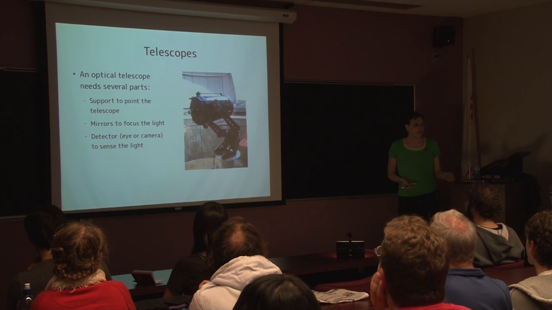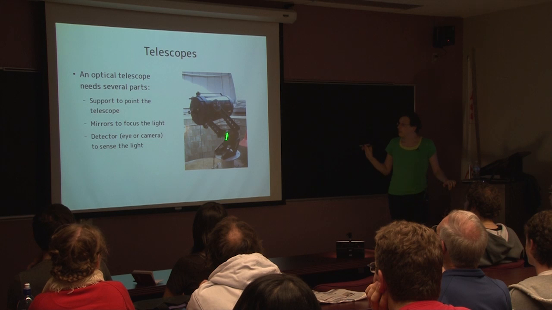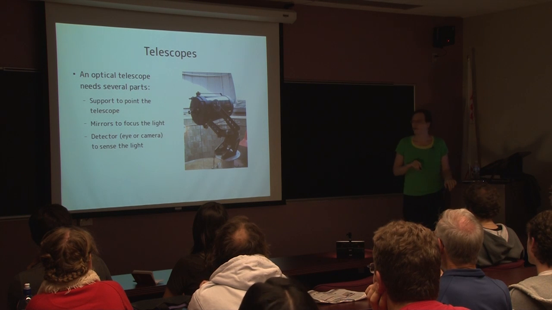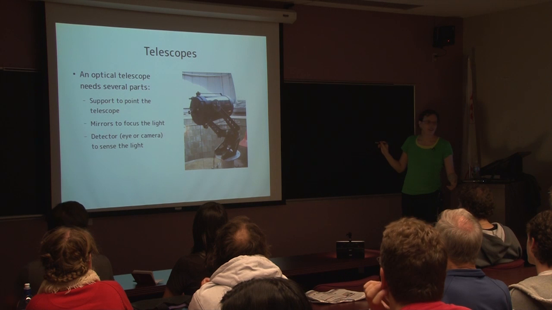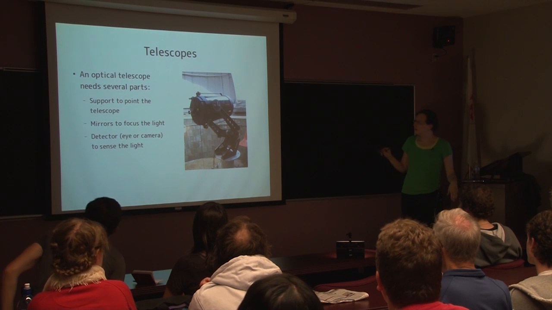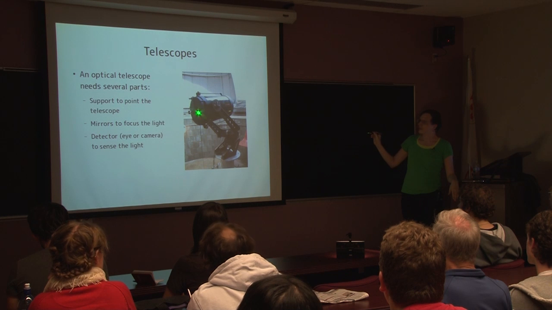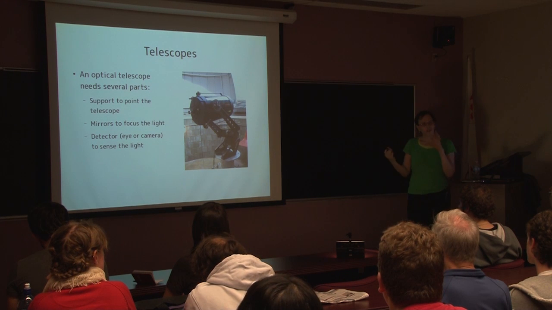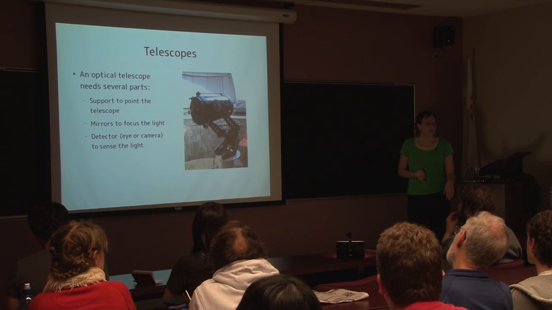Now, to look at this stuff, we need telescopes. And an optical telescope, this is actually the one on the roof that you'll be using later if you stick around, you need several parts. You need a support to point it in the right direction to track things across the sky. You need some mirrors. You know, the light comes in the front, bounces off the back, bounces off the front, comes out. So you need some mirrors to focus the light. And you need a detector. In this case, you just put your eye out.